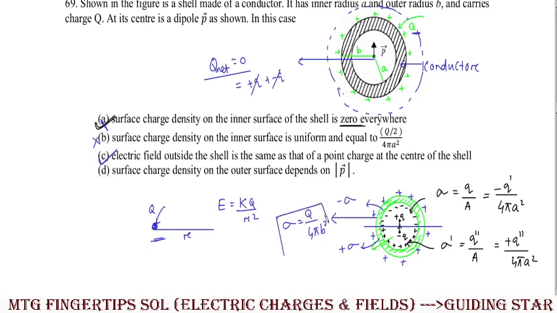Clear? So there is no trace of dipole moment in this formula. If there is no term of dipole moment here, that means the surface charge density on the outer surface does not depend upon the dipole moment, the magnitude of dipole moment. That means this will be the wrong one, so option C will be the correct one.